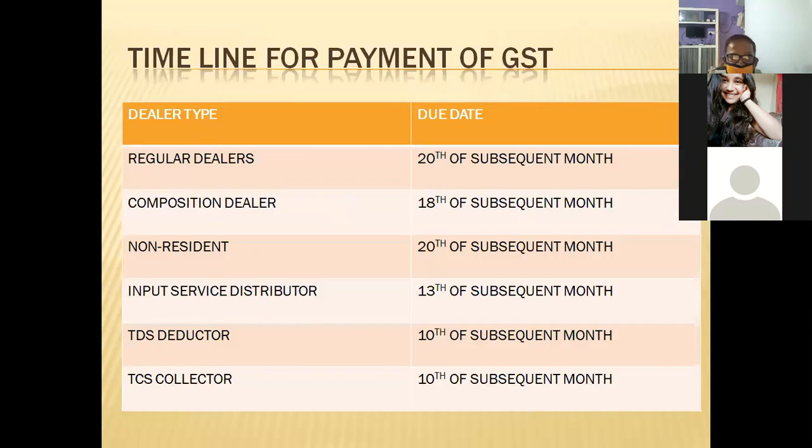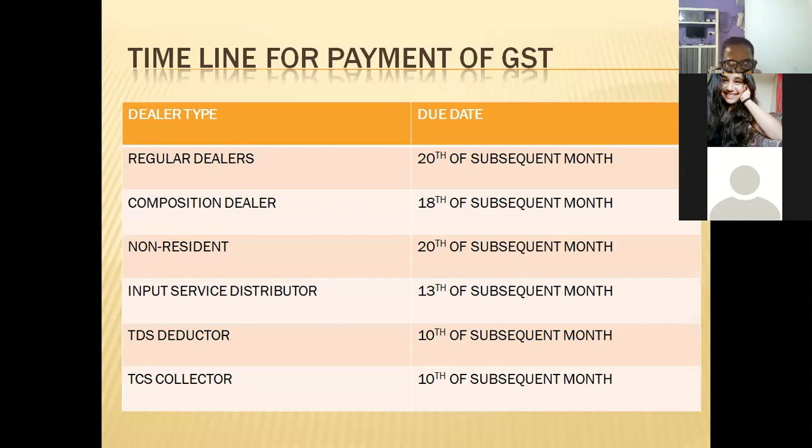Now, what is the timeline for payment of GST? For a regular dealer or registered dealer, they have to pay tax by the 20th of every month. That means the tax for this month you have to pay next month, in June. The due date is the 20th of the subsequent month, or succeeding month. Due date is the 20th for payment of GST tax here.